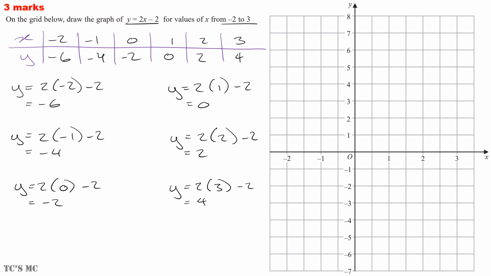And now we have 1 mark. Each one of these is a coordinate, and we need to plot all of them. -2, -6, -1, -4, 0, -2, 1, 0, 2, 2, and 3, 4. And now we have a second mark. Now we need to get out our ruler and join up all of these points. And now we have a third mark.